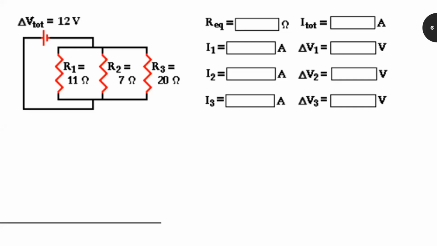Now, for this circuit, the total voltage V total is 12 volts, and we have 3 resistors. One is 11, the second one is 7, and the third one is 20. You now need to find the R equivalent. The first step is to find the R equivalent, as I told you.